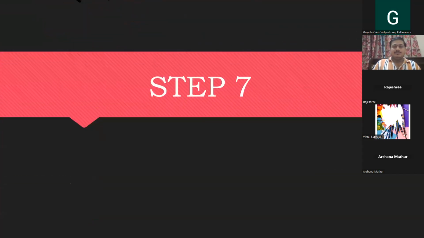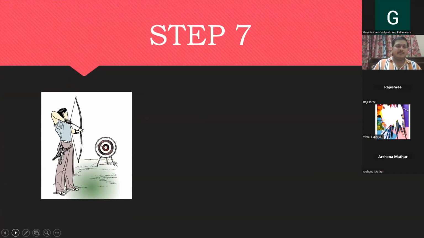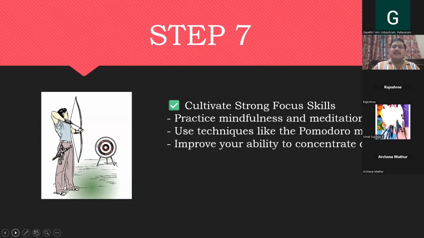So the last step is the 7th step. Let me see who will interpret this. Very easy. Take aim, and then you should be focused. Target. Focus it. Exactly. Have a target and stay focused. So cultivate strong focus skills.